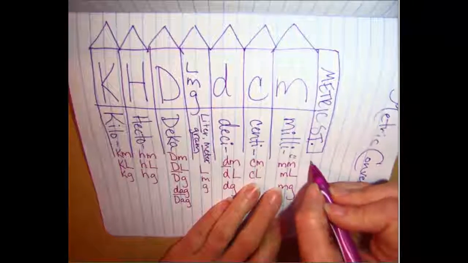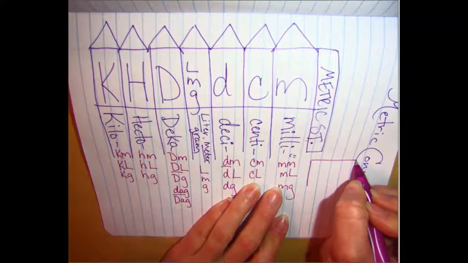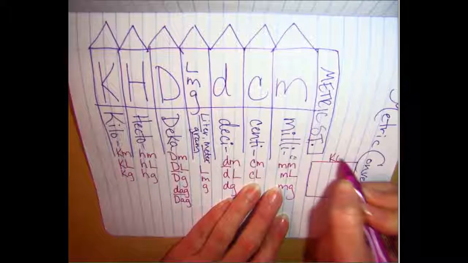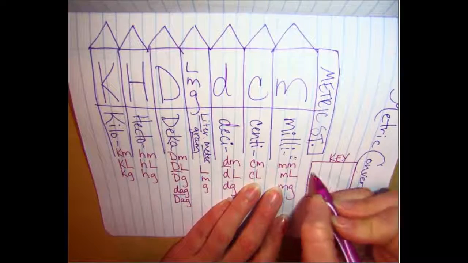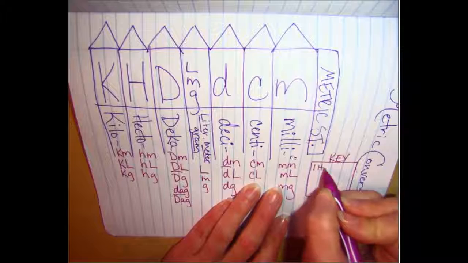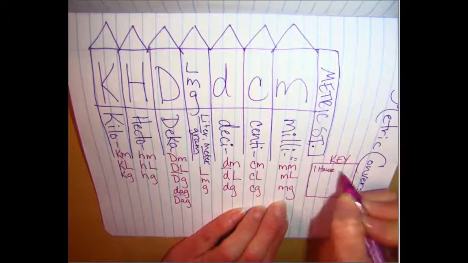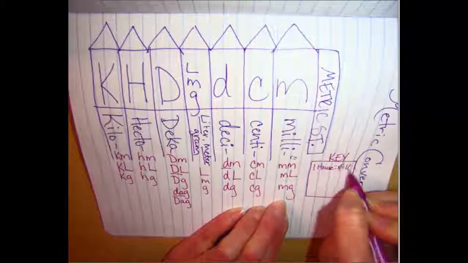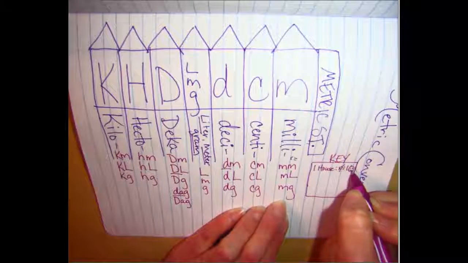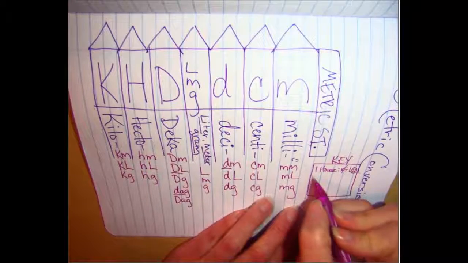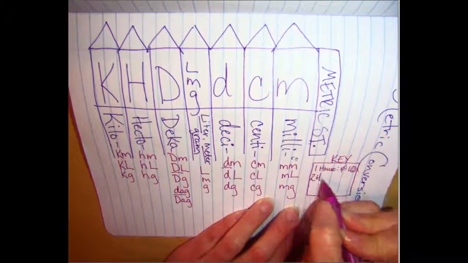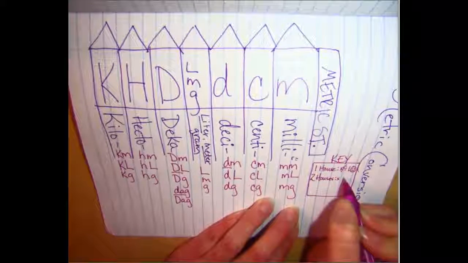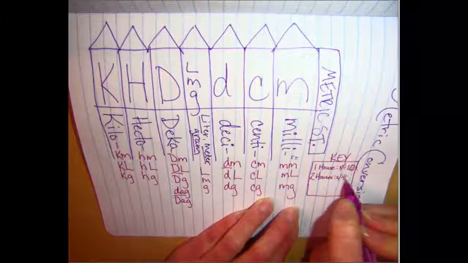So every map has a key, right? Our key for this map is going to go here on the side. If we move over one house, we're going to multiply or divide by 10. One house, 10. Got it? If I move over 2 houses down the street, I'm going to multiply or divide by 100.